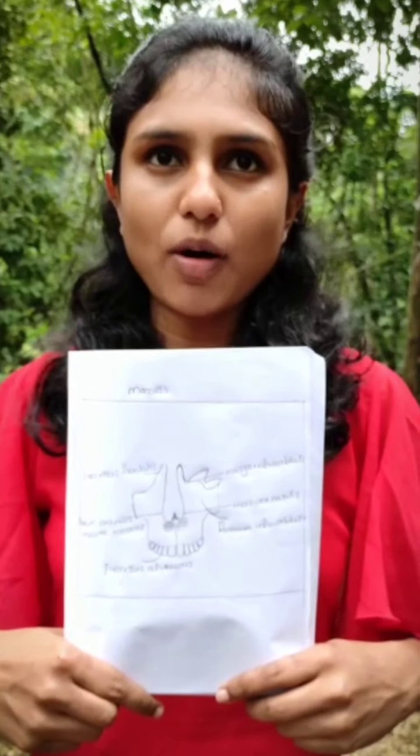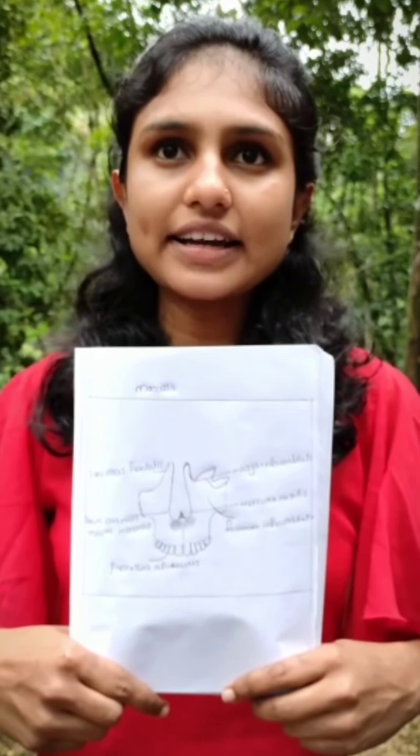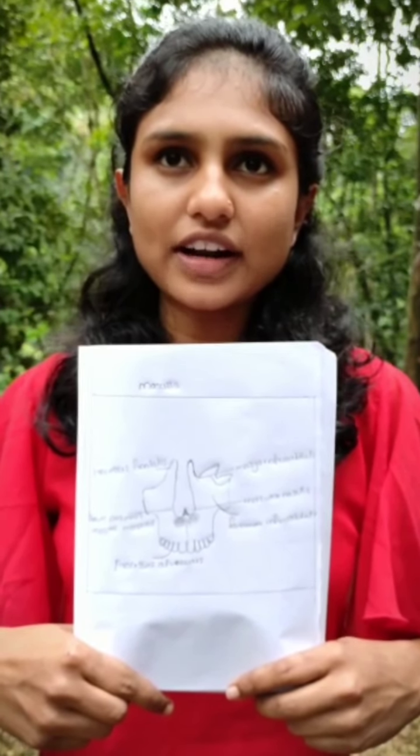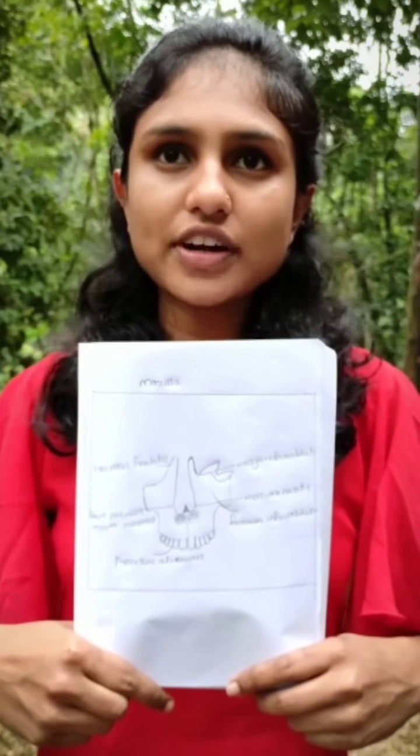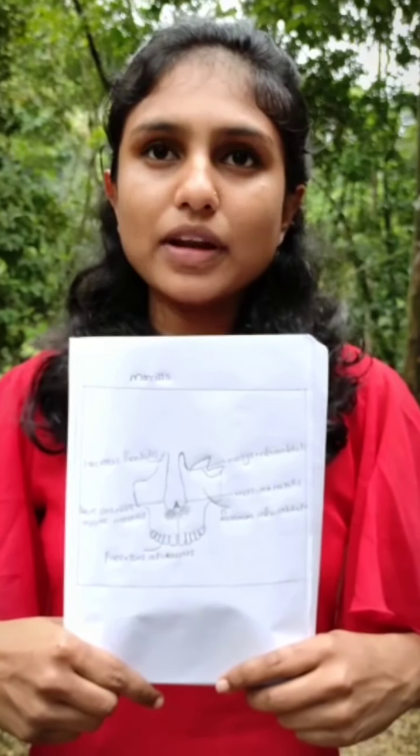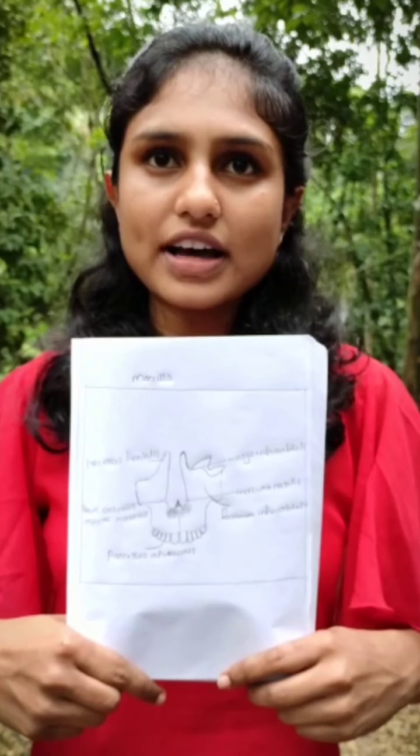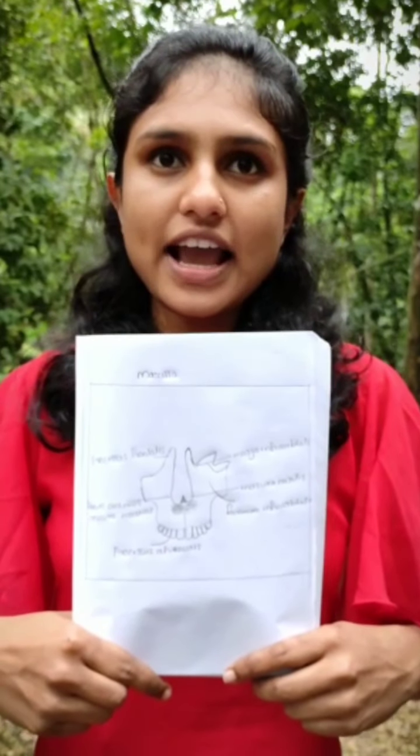Maxilla bone. The maxilla is the bone that forms your upper jaw. The right and left halves of the maxilla are irregularly shaped bones that fuse together in the middle of the skull, below the nose, in the area known as the intermaxillary suture. The maxilla is a major bone of the face.